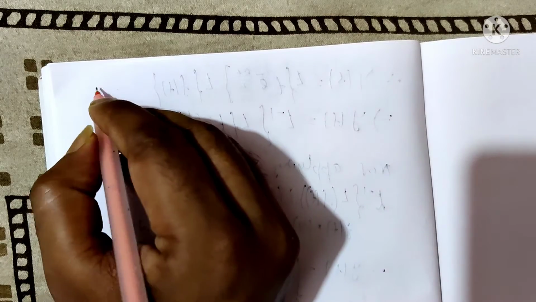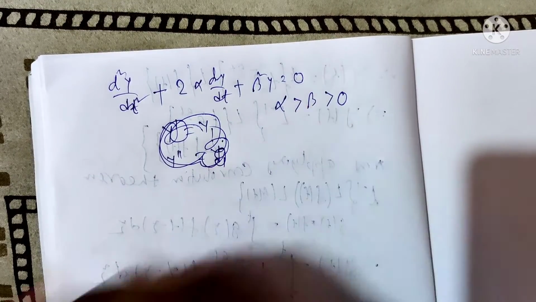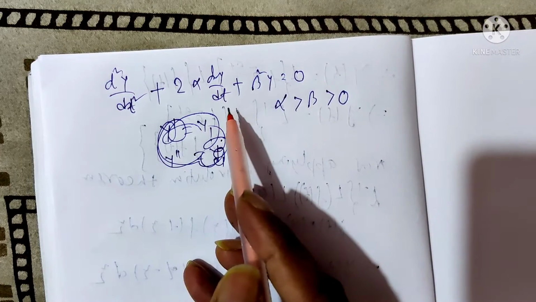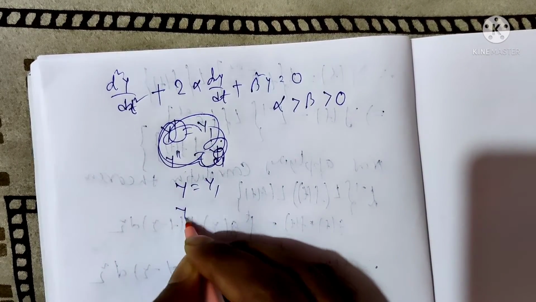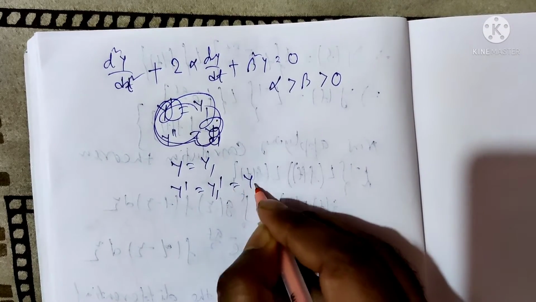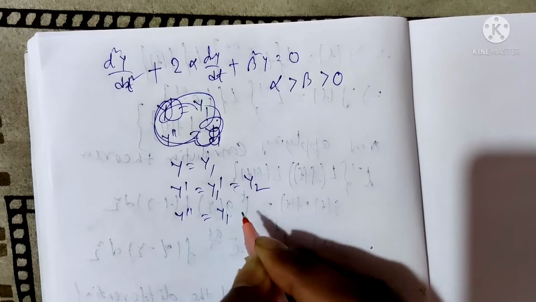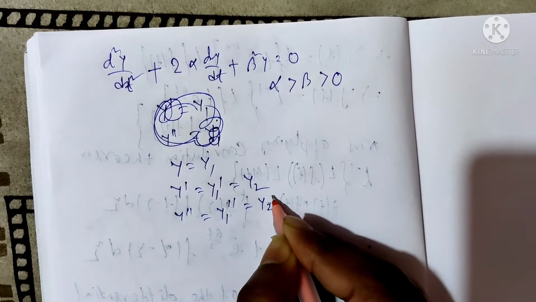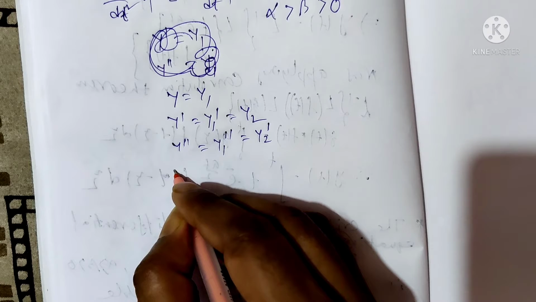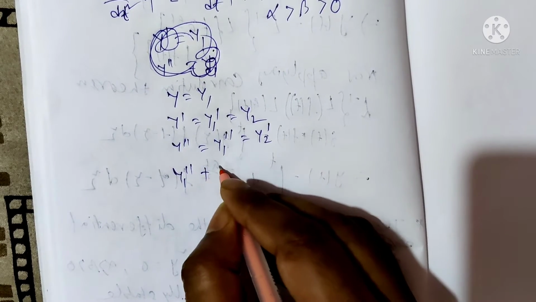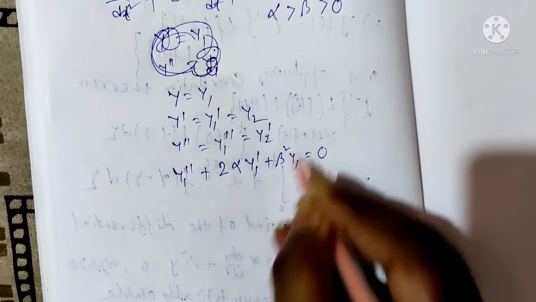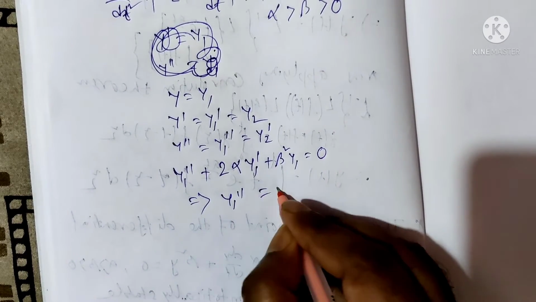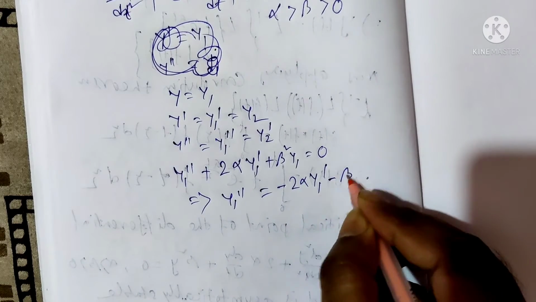Let's solve. Let α > β > 0. Now convert this equation into first order equations, a system of linear equations. So first, y equals y1, y dash equals y1 dash equals y2. So y double dash equals y1 double dash equals y2 dash. Therefore y1 double dash plus 2α y1 dash plus β² y1 equals 0, which implies y1 double dash equals minus 2α y1 dash minus β² y1.